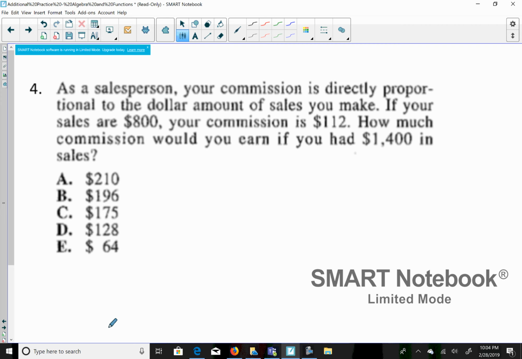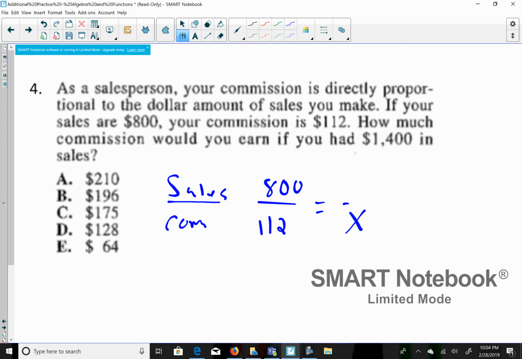So I set this up as a proportion, and I made my sales my numerator and my commission my denominator. So for the first set, it tells me that if I have sales of $800, I make a commission of $112. And I want to know how much commission I'm going to make, so I'm going to put x in the denominator on my commission level if I sell 1,400.